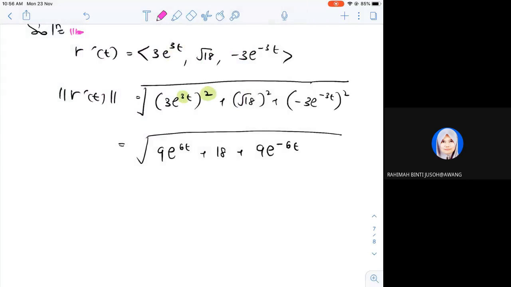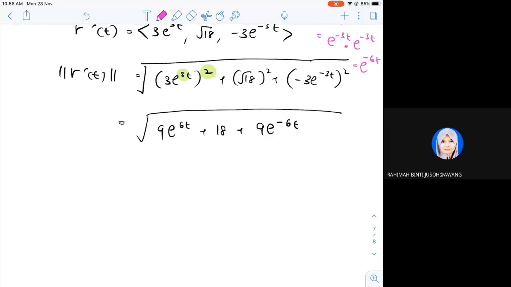For those who do not understand this, exponent negative 3t squared means exponent negative 3t multiplied by exponent negative 3t. So negative 3 minus 3, of course, we will get exponent negative 6t. Understand? That's why I get this negative 6t from here.